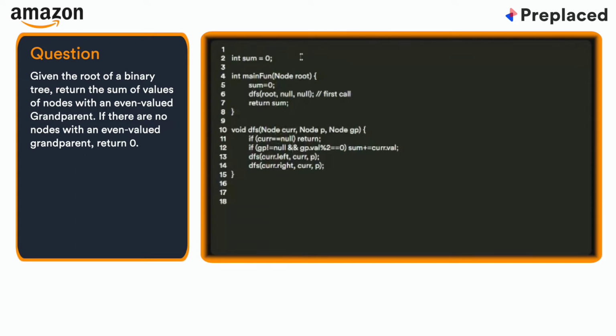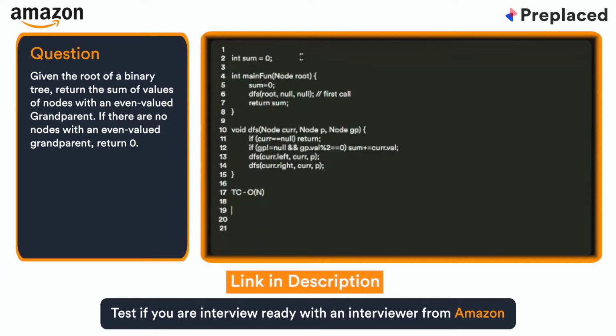Just one minute. Let me think of a corner case for this. Okay, makes sense. So the time complexity will be of order n because I will be traversing the entire tree once, where n is the number of nodes, and my space complexity will be of order 1. I'm making a recursive call, so the recursive stack will be there, but I don't think it will be counted in the space complexity.